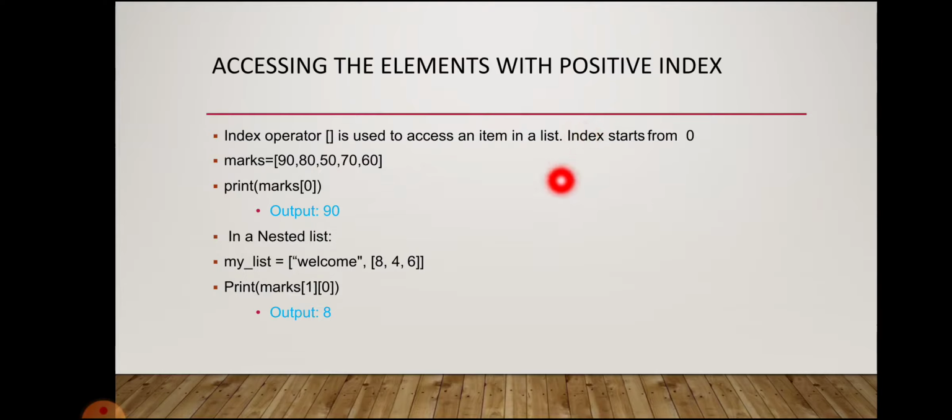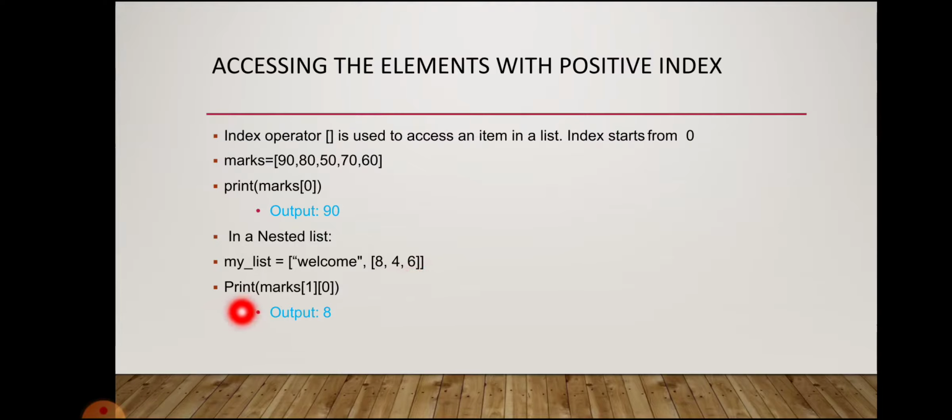With positive index accessing elements, let us observe here marks equals to 90, 80, 50, 70, 60. Marks of 0. At the 0th position, what is the element placed? That will be given as output, 90. In a nested list, in order to access an element in a nested list, my_list equals to welcome, it's a string, and it contains another list containing 8, 4, 6.